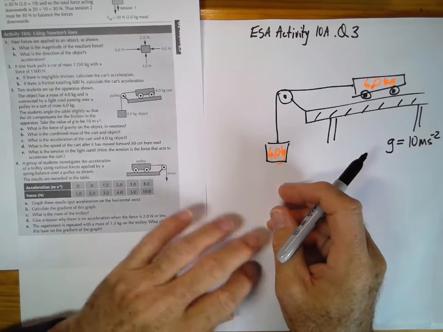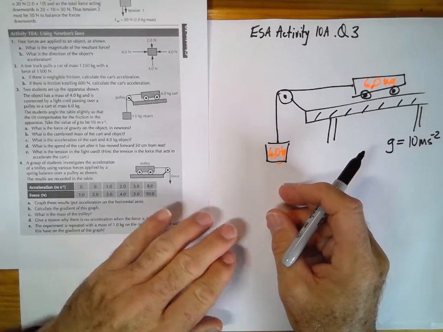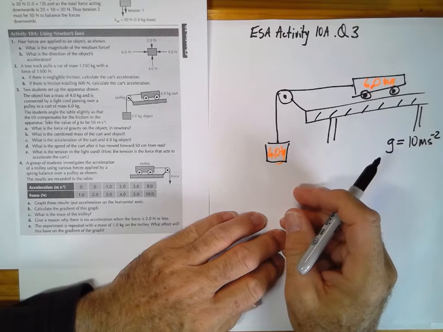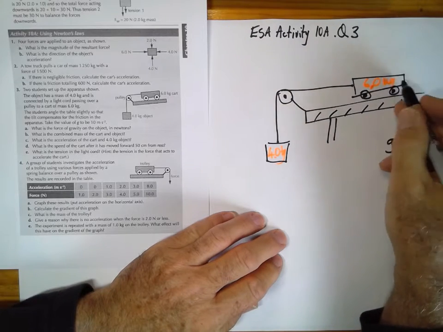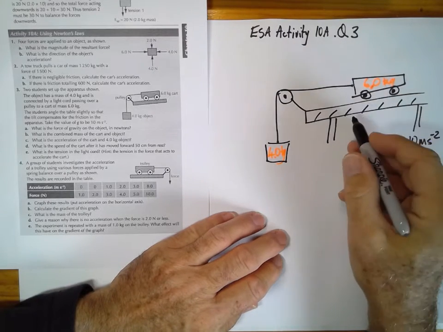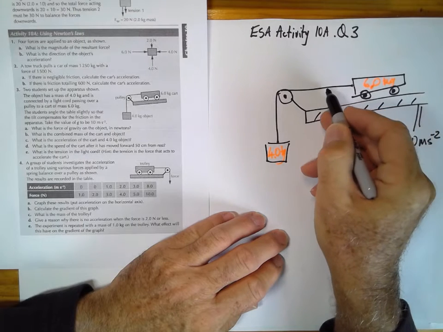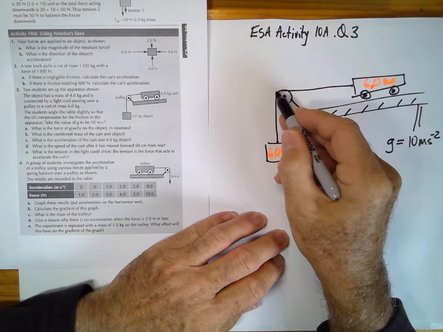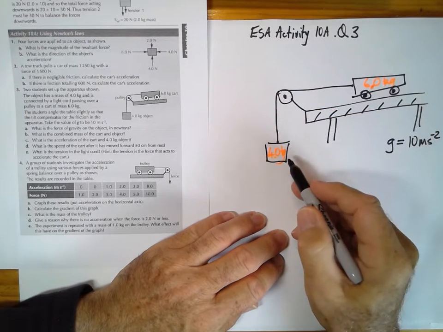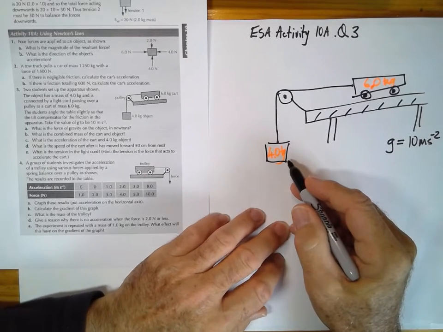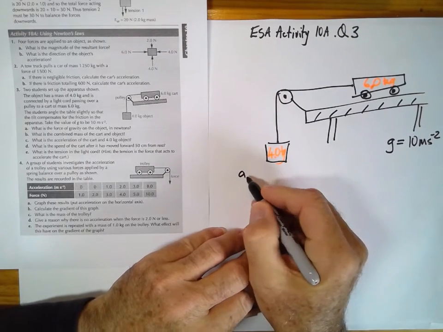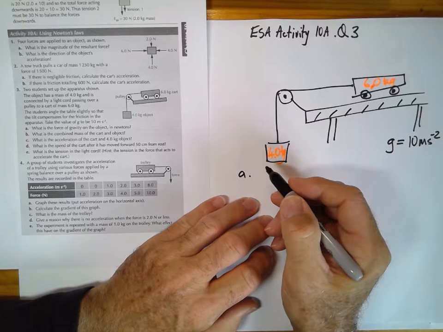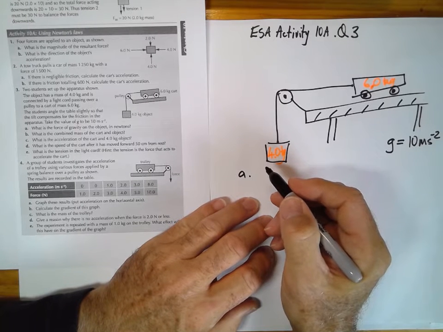At our textbook activity 10A question 3, we've got a cart that's free to roll on wheels, and it's got a string connecting it over a pulley to a mass of 4 kilograms, and we need to ask a few questions about it. Part A, what is the force of gravity on the object in Newtons?